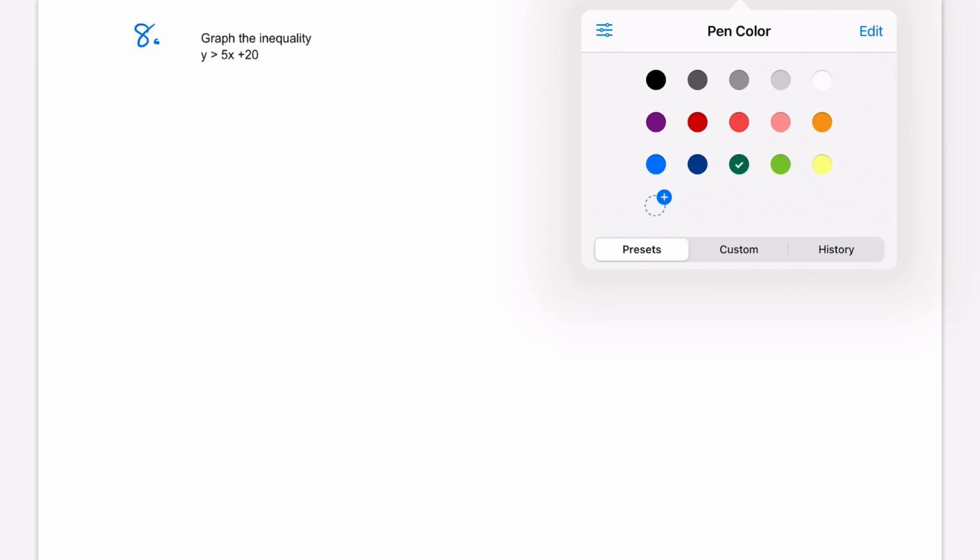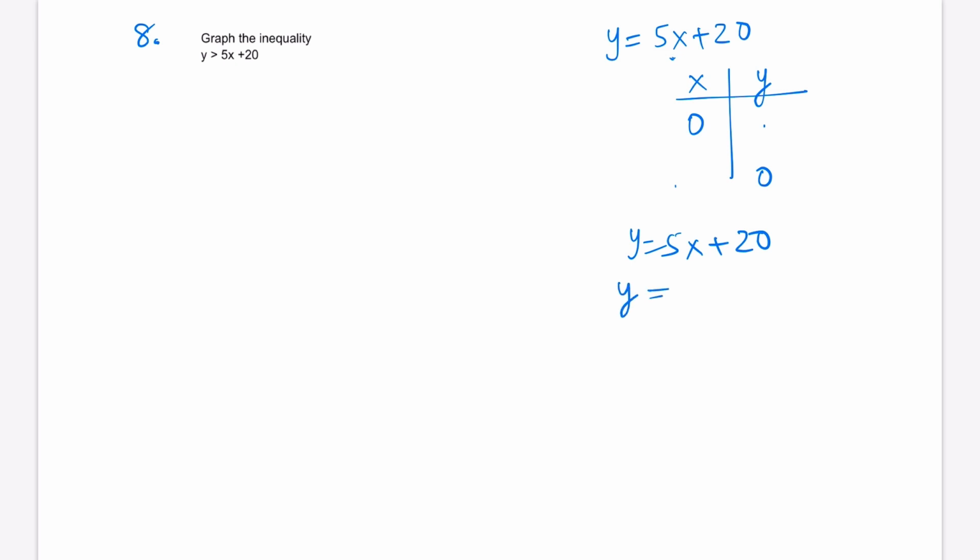Excuse me, let me change the font color here. All right. Graph the inequality y is greater than 5x plus 20. So let's start with y is equal to 5x plus 20. In order for me to draw the graph, I need 2 points, x and y. When x is 0, find y. When y is 0, find x. So when x is 0, 5 times 0 plus 20 is 20. When x is 0, y is 20, right?